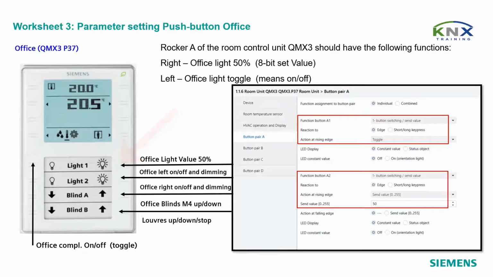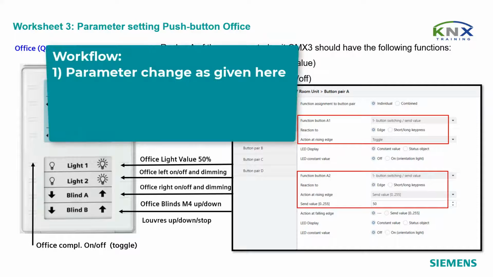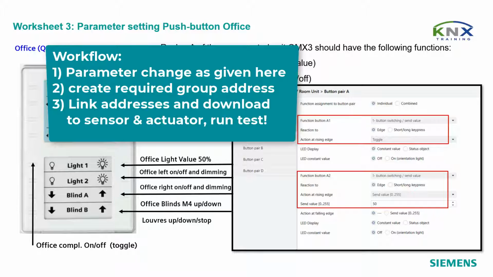Again, do the three steps. 1. Parameter change as given here. 2. Create required group address. 3. Link addresses and download to sensor and actuator. Test the new function.